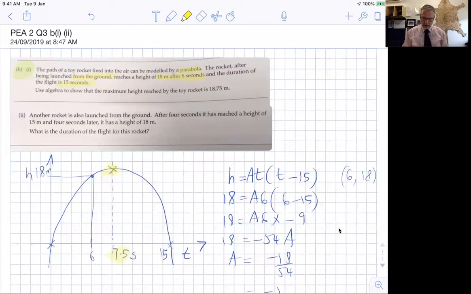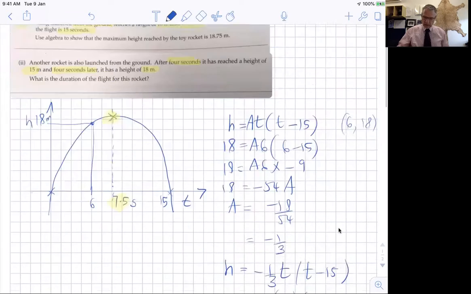So another rocket is also launched from the ground. After 4 seconds, it has reached a height of 15 meters, and 4 seconds later, it has a height of 18 meters. What is the duration of the flight for this rocket? So it's a slightly different problem. We've got some information. It's also launched from the ground, but after 4 seconds, it has reached a height of 15 meters. Then 4 seconds later, which would be 8 seconds, it's reached a height of 18 meters. What is the duration of the flight of this rocket?